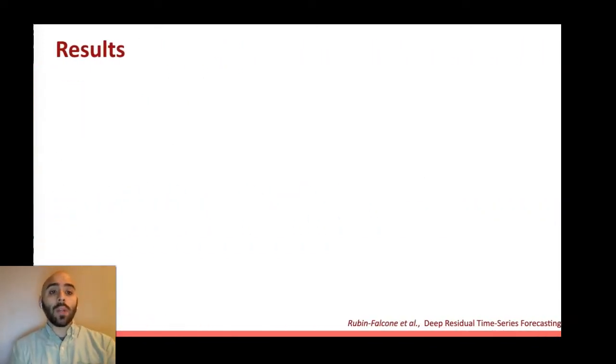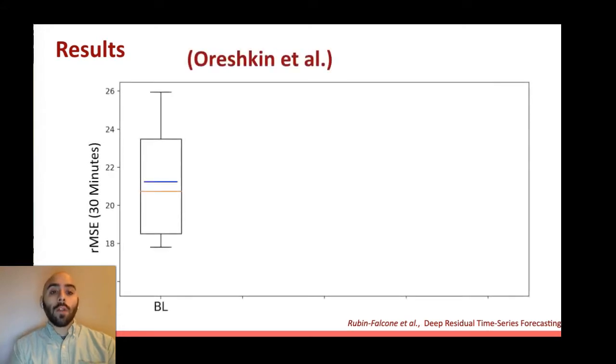When added incrementally, we see that each of our method updates contribute to improved performance, although to varying degrees. Shown here is the root mean squared error for a 30-minute prediction horizon across 6 participants. The orange line indicates the median across all participants, while the blue line is the average. Our baseline, which is the model implemented by Oreshkin et al., achieves an average value of 21.2.